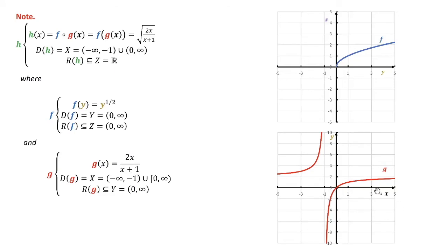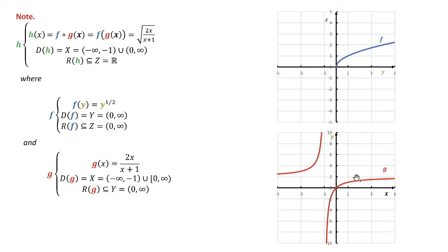Well, look on the graph. The y values of g are greater than or equal to 0 for x greater than or equal to 0, and also for x less than minus 1. And that's where we get this. And then, of course, I don't want the bottom to be 0 at any rate.